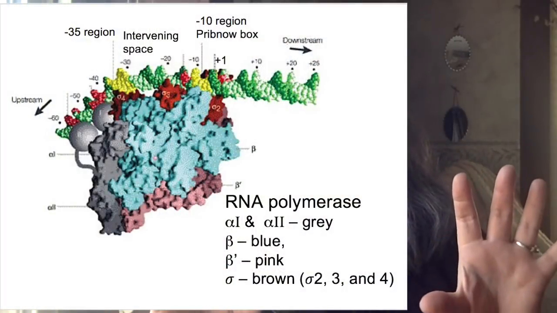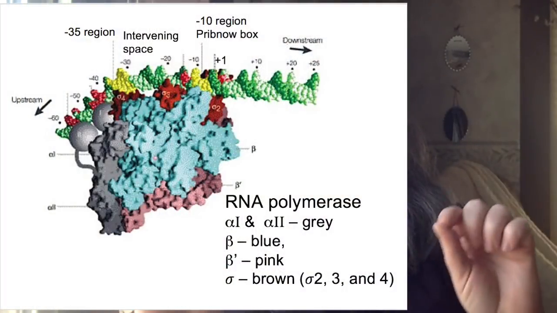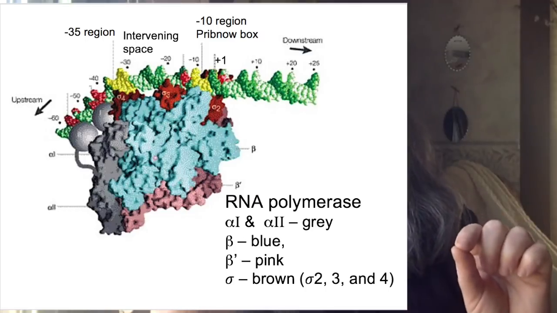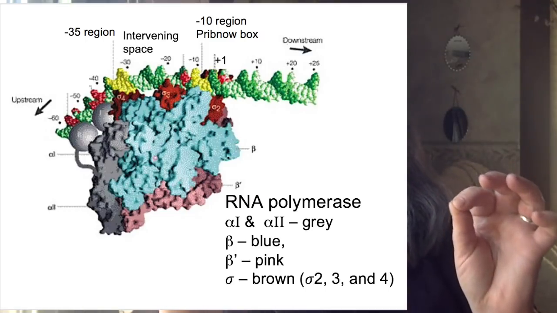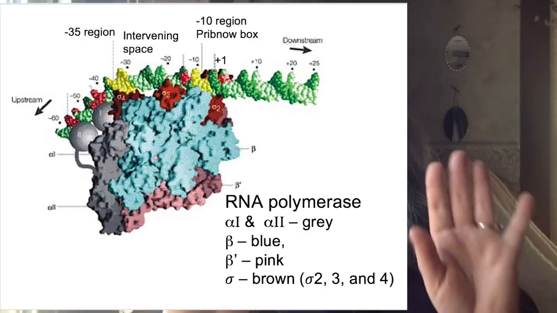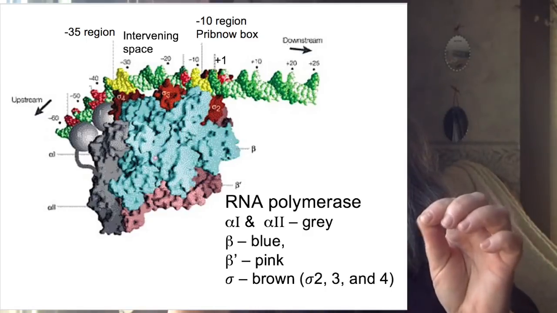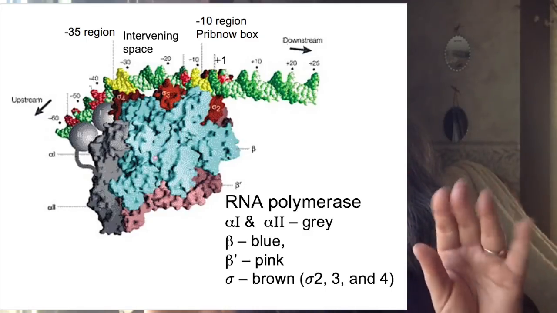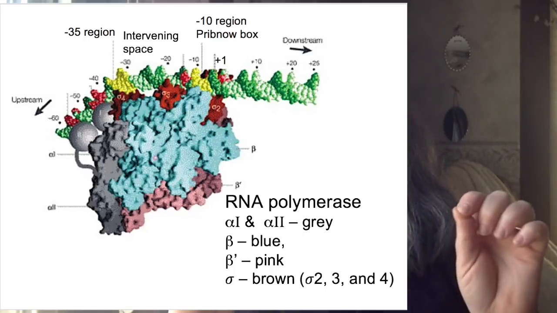That's because the sigma factor binds specifically to these places on the promoter. The intervening space is also important between these two regions because it will dictate whether that's a comfortable fit for the sigma factor or whether it's a strained fit.